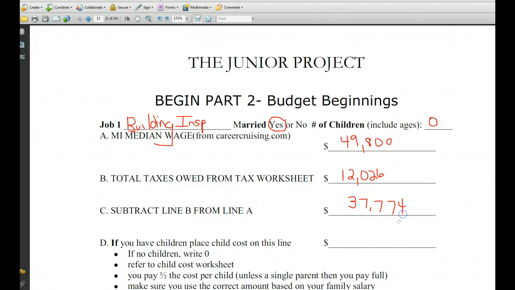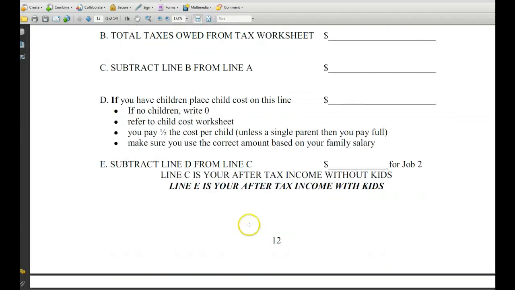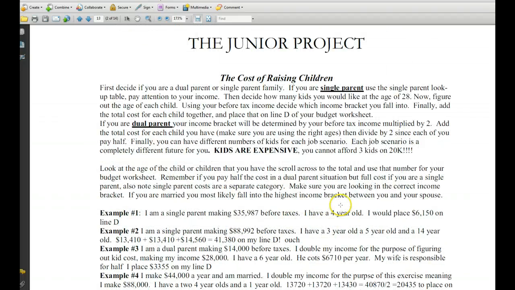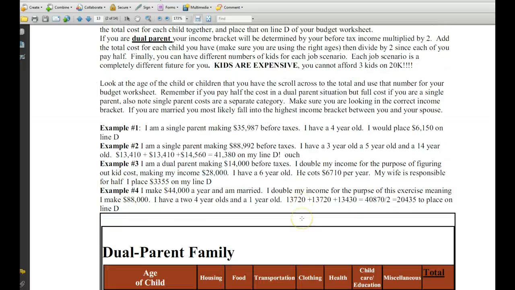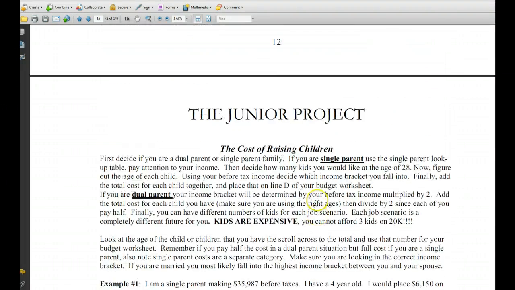Now it's asking the cost of children. I don't have any children, so I can just put 0. But if I had children, then I would want to go to the cost of raising children. Guess what? Children are expensive. And you really need to think about that, and we'll address that when I do my second job, because for my second job, I have children.